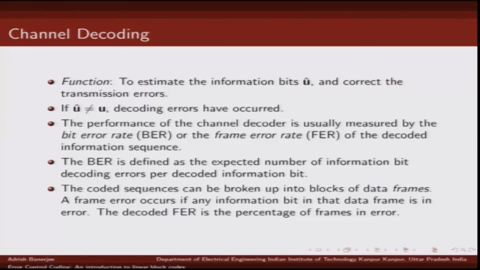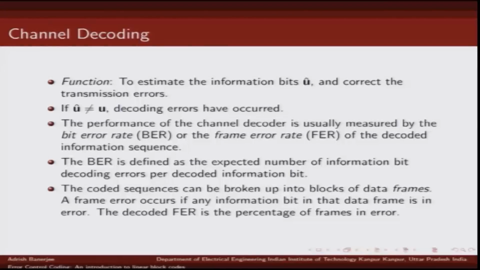So, when we compare the performance of different error correcting codes, what we do is we plot on the y axis bit error rate or frame error rate versus SNR, signal to noise ratio. So, when we increase the signal to noise ratio, how does our error correcting code perform? That is one way of comparing two error correcting codes.